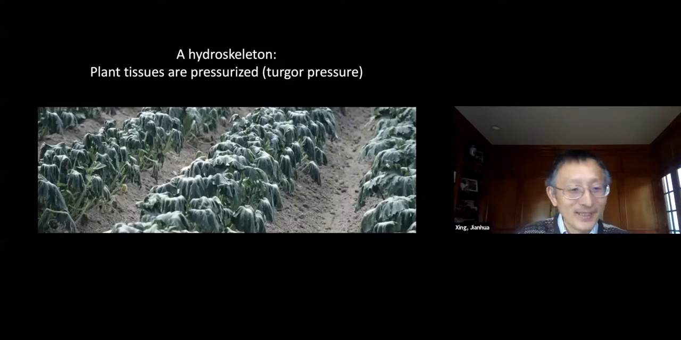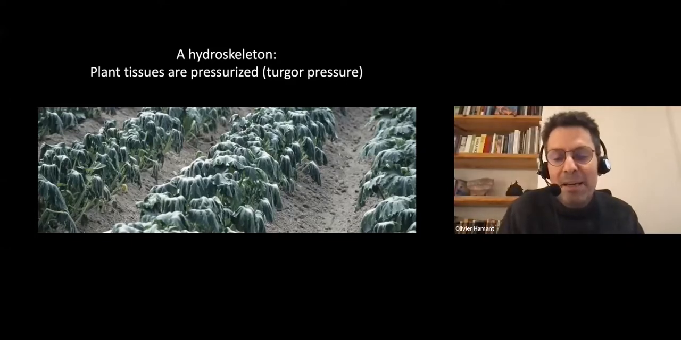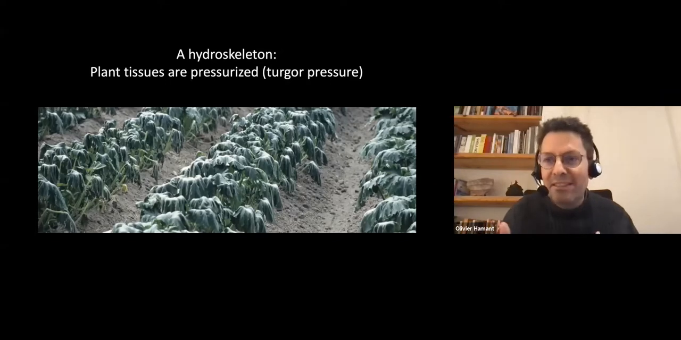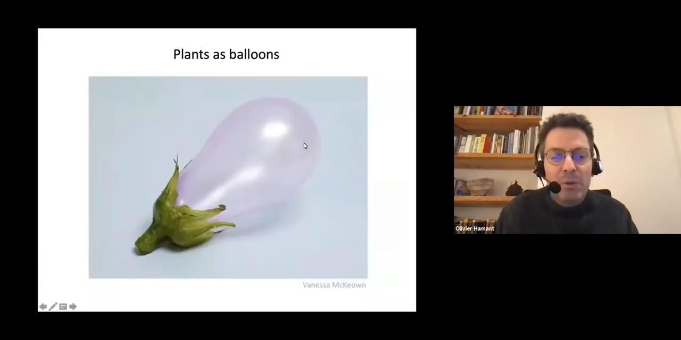Sorry, okay. So I was just saying, plants are pressurized, and they are pressurized by water. This is something you can easily see: you just have to stop watering your plants and they're going to deflate. So usually they're inflated and they have turgor pressure. The physical model for a plant is actually a very simple one: it's that of a balloon, basically.